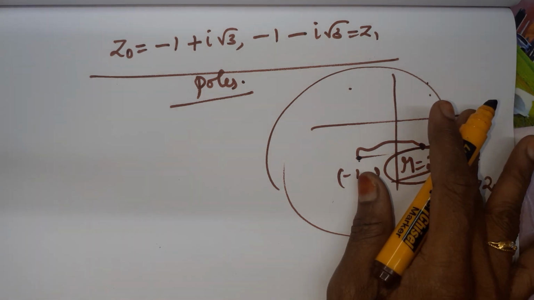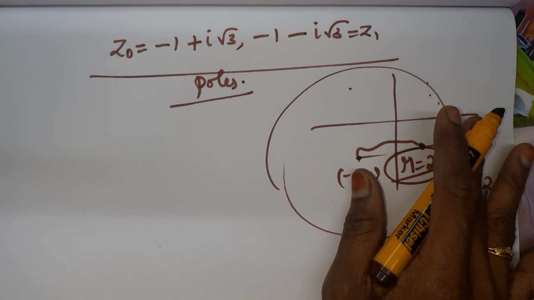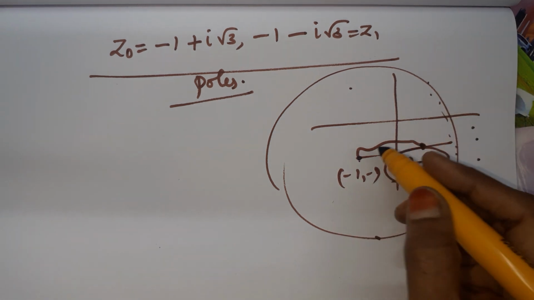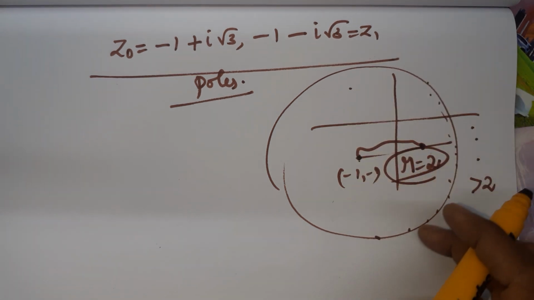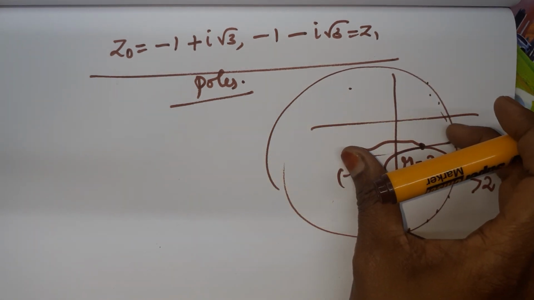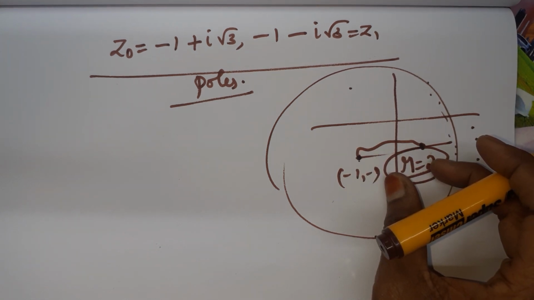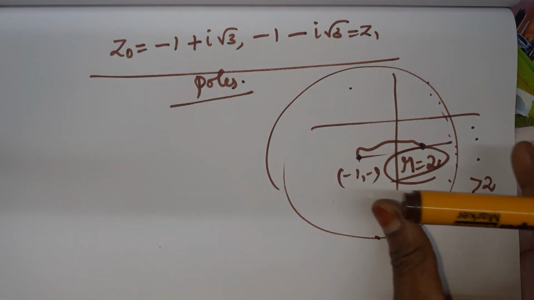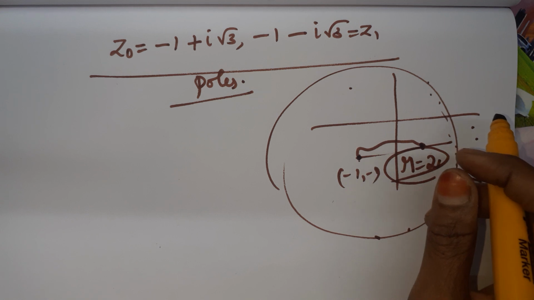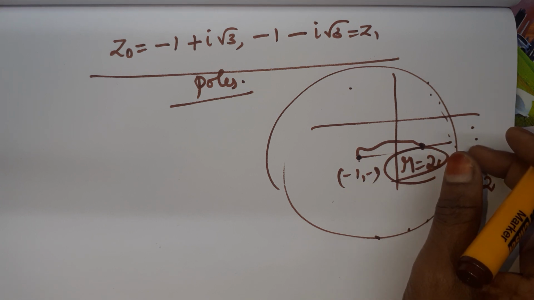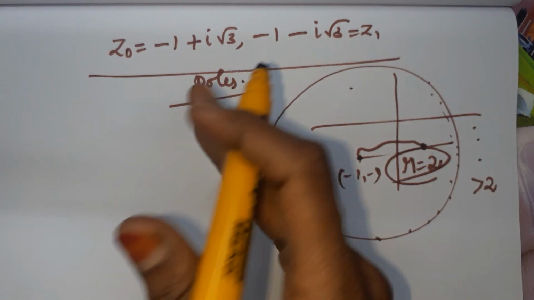That is the concept we are going to use for checking whether the point is lying inside or outside. Let me repeat: from the center, if a point is inside the circle, the maximum distance is up to the circumference. So the difference between these two must be less than or equal to our radius 2. If it becomes greater than 2, then obviously that point is lying outside the circle. So that concept only we are going to use for checking whether these two poles are lying inside or outside.